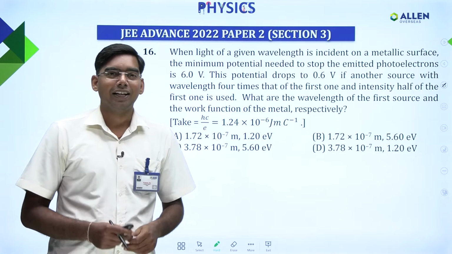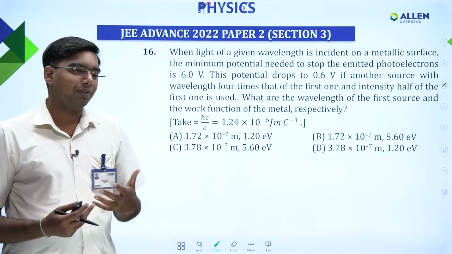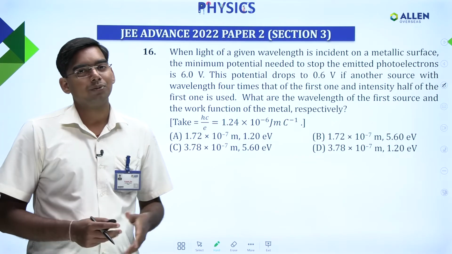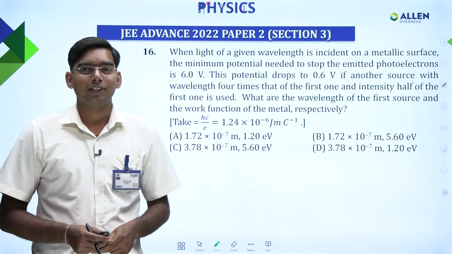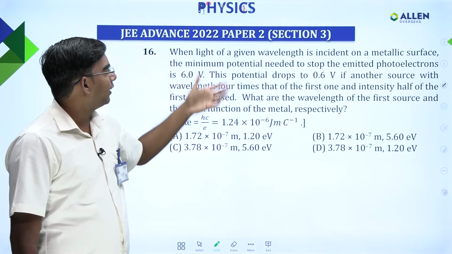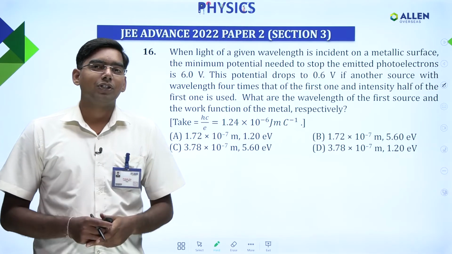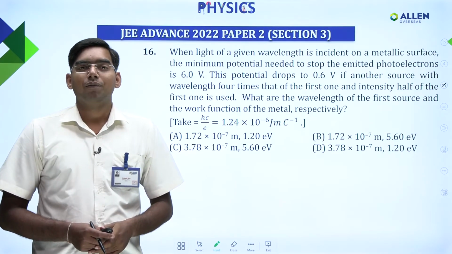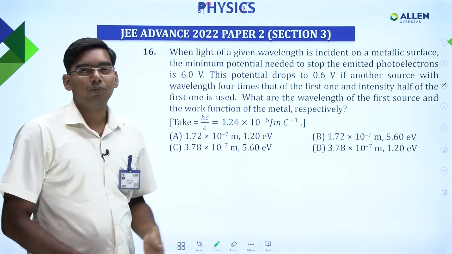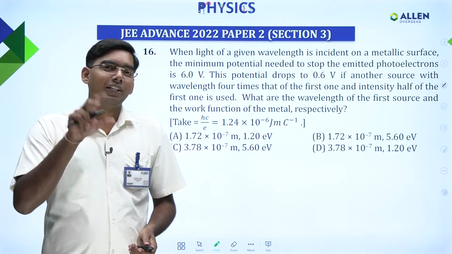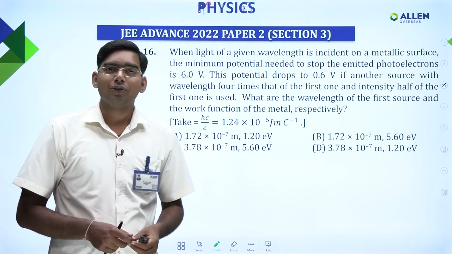I think in each and every class, whenever we start modern physics, this type of question is usually included in our discussion. What do we have here? When a light of a given wavelength is incident on a metallic surface, the minimum potential needed to stop the emitted photoelectrons is given to me as 6 volt. Alright, 6 volt in terms of kinetic energy will convert into electron volt.